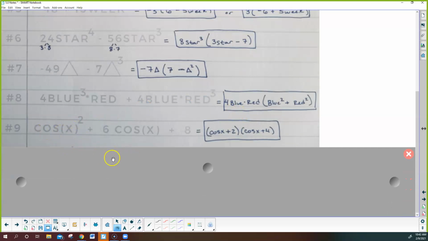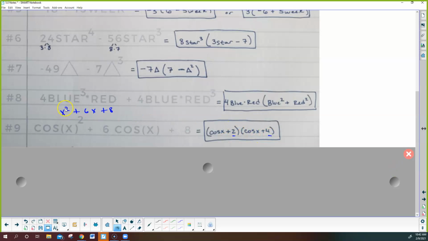Look at number 9. Number 9 is really interesting, and I'll give you a hint. The whole reason why we're doing this is because of a question like number 9. Now, we could think of it as x squared plus 6x plus 8, and we're thinking, what are the factors of 8 that add up to give me 6? Well, that's 2 and 4.